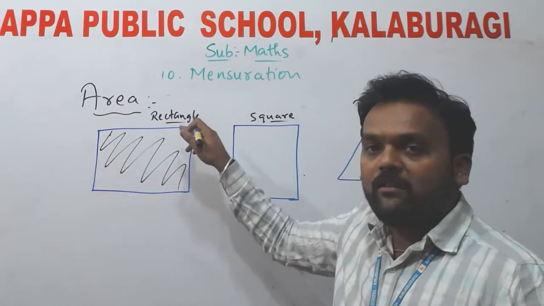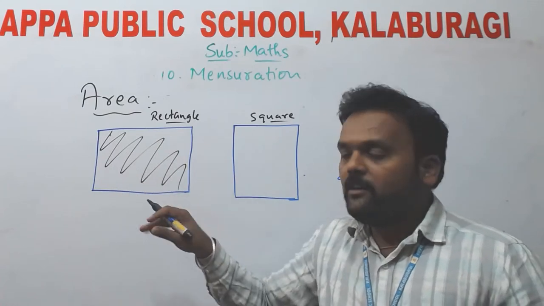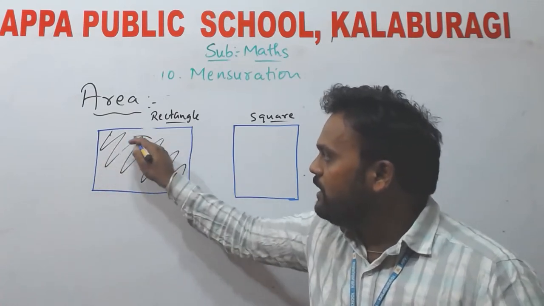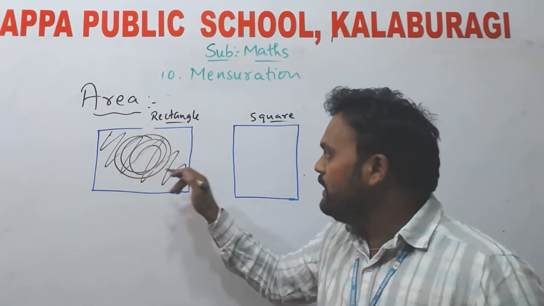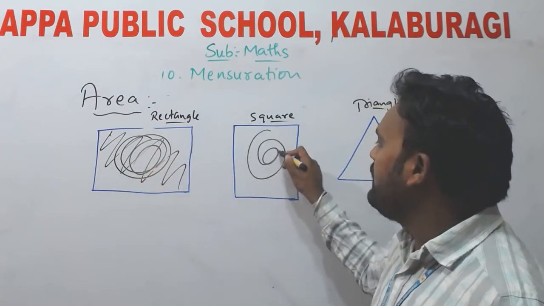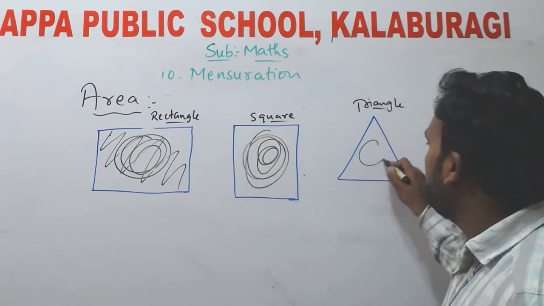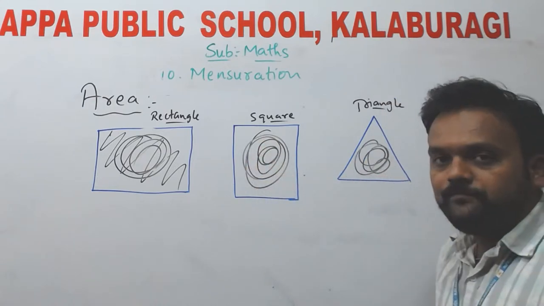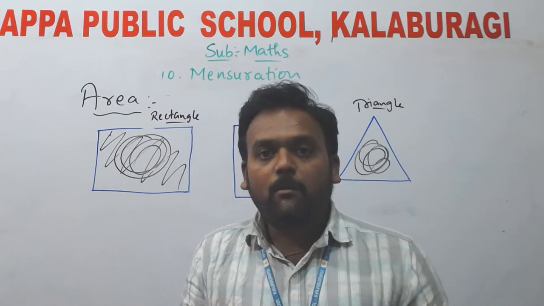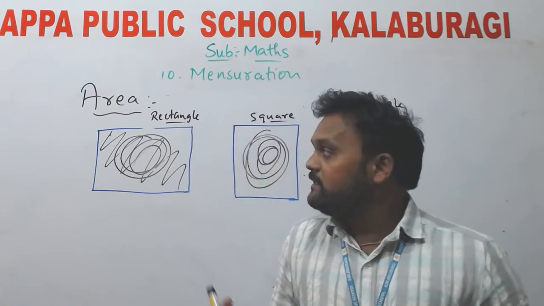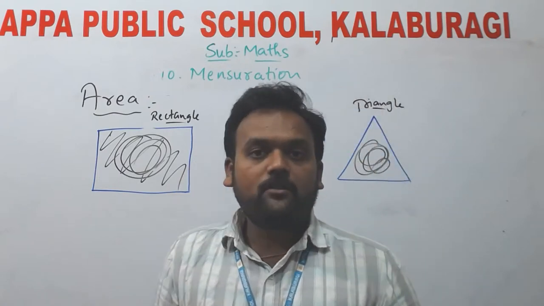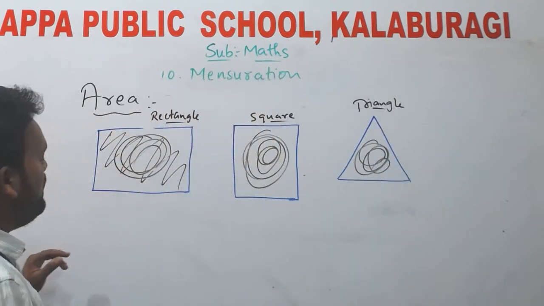It is a closed figure. It's a regular closed figure. See, the amount of surface is the one inside. The amount of surface enclosed by a closed figure is called area. So this is called area. What is area? The amount of surface enclosed by a closed figure is called area. Understood? Now we discuss the formulas of area of rectangle.